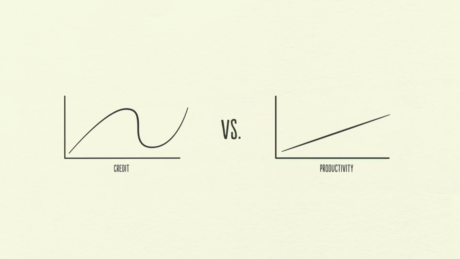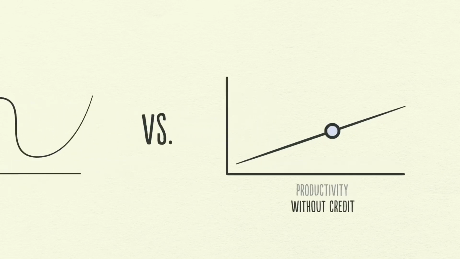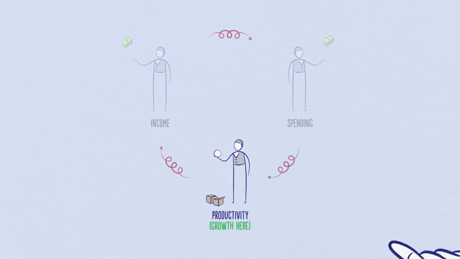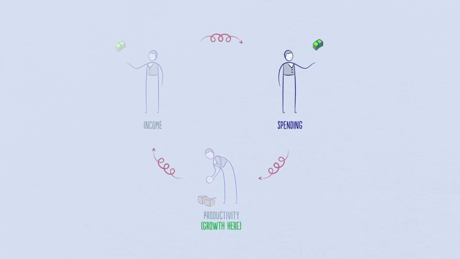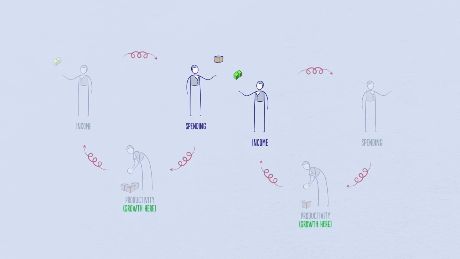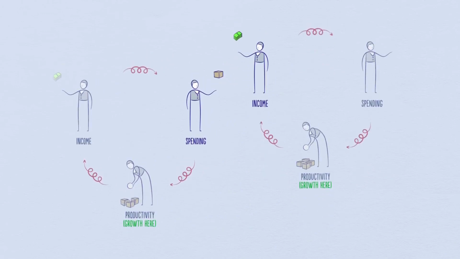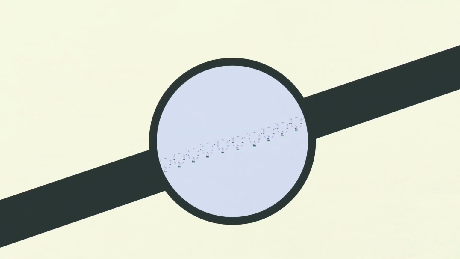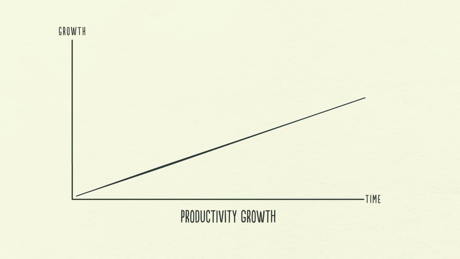Let's for a second imagine an economy without credit. In this economy, the only way I can increase my spending is to increase my income, which requires me to be more productive and do more work. Increased productivity is the only way for growth. Since my spending is another person's income, the economy grows every time I or anyone else is more productive. If we follow the transactions and play this out, we see a progression like the productivity growth line.